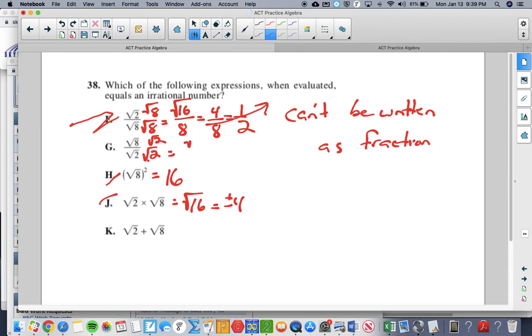You get the square root of 16 over 2. So that's 4/2. So that's written as a fraction. So it must be this one, it must be K. By the way, you can't add or combine these if they're not the same exact radical value.